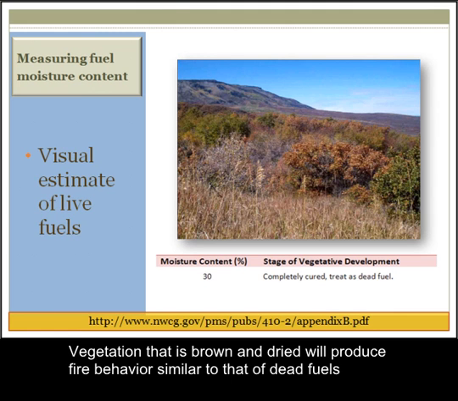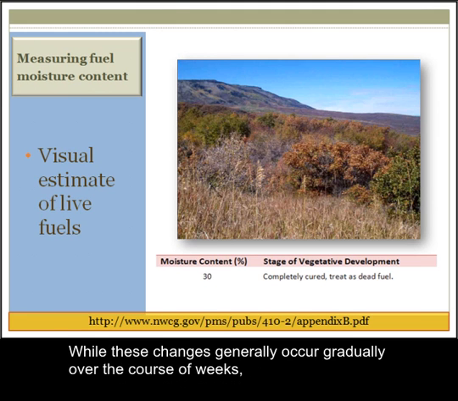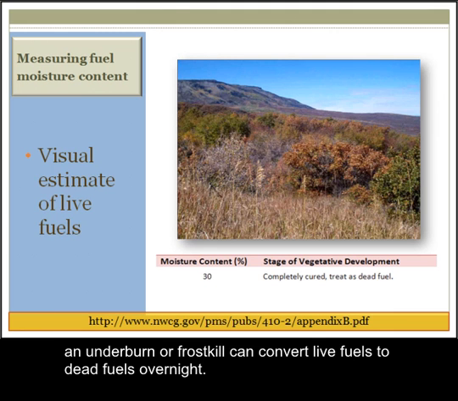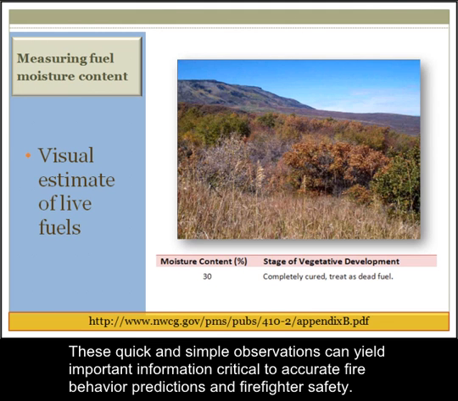Vegetation that is brown and dried will produce fire behavior similar to that of dead fuels because they are no longer capable of responding to changes in the environment by regulating their own moisture levels. While these changes generally occur gradually over the course of weeks, an underburn or frost kill can convert live fuels to dead fuels overnight. Make note of these situations and report conditions and color changes to overhead and fire behavior specialists. These quick and simple observations can yield important information critical to accurate fire behavior predictions and firefighter safety.